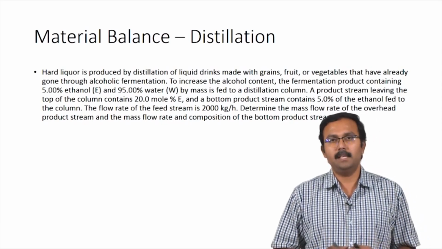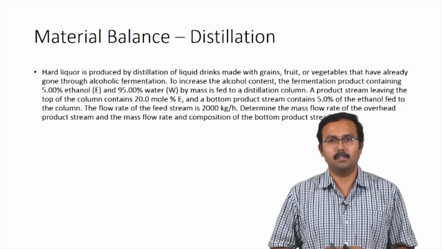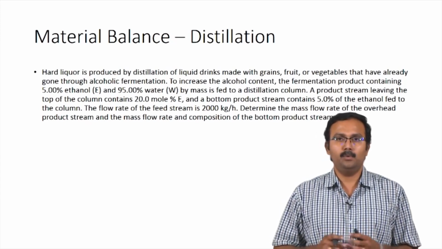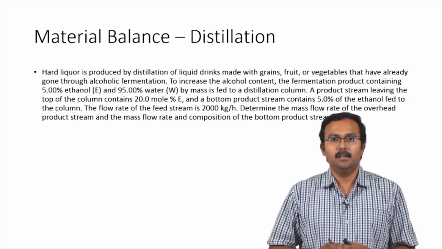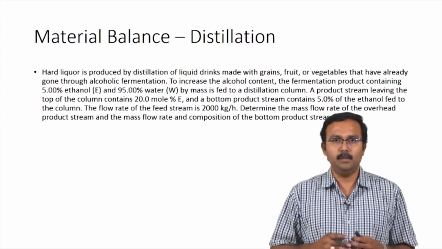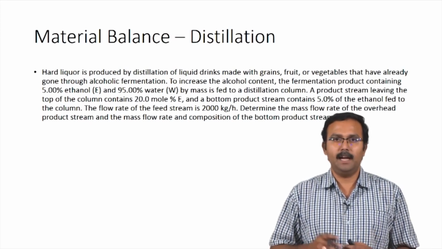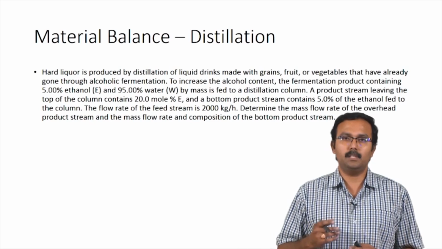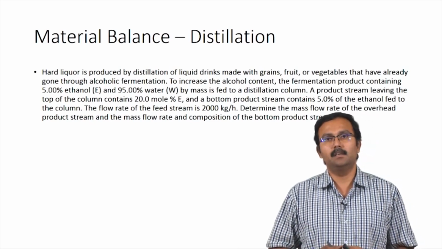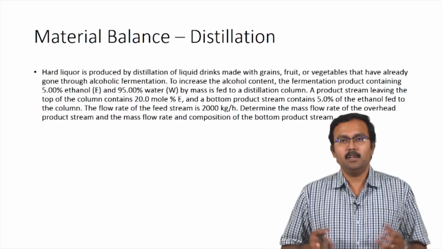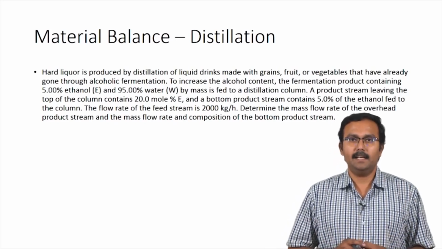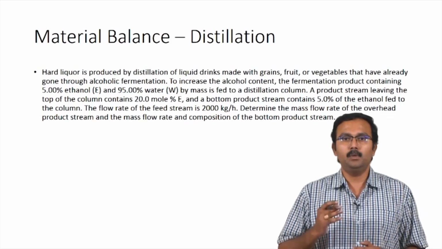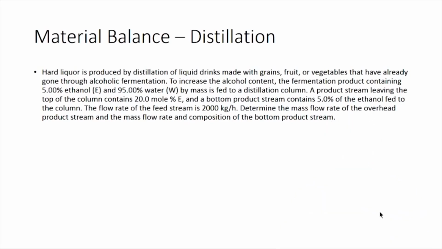We need to find the basis and draw the flow chart to describe the process. So here I want you to look at the problem statement carefully. There is one flow rate which has been given, which we can use as the basis. The flow rate of feed entering into the distillation column is given as 2000 kilograms per hour. So that would be the basis for our calculations. Based on the flow rates given in the problem, we can identify that the basis for this problem would be 2000 kilograms per hour, the flow rate of the feed stream entering into the system. So we will say that basis is 2000 kilograms per hour.